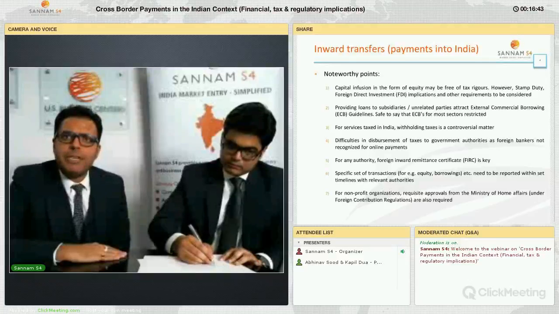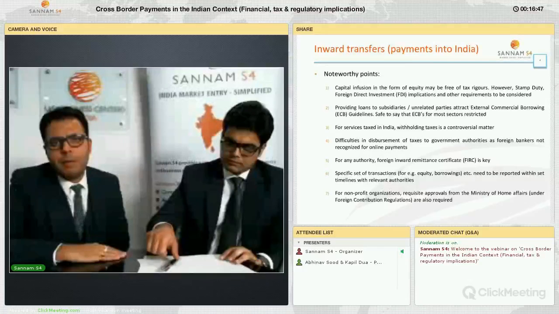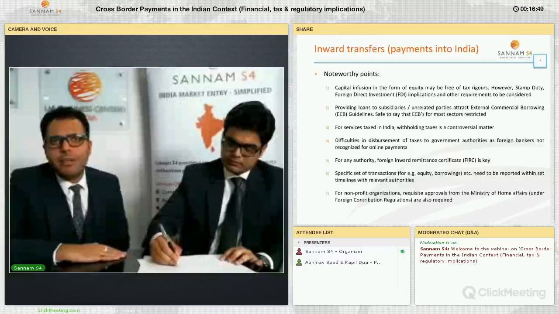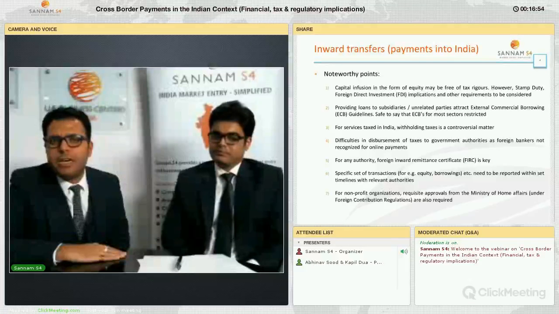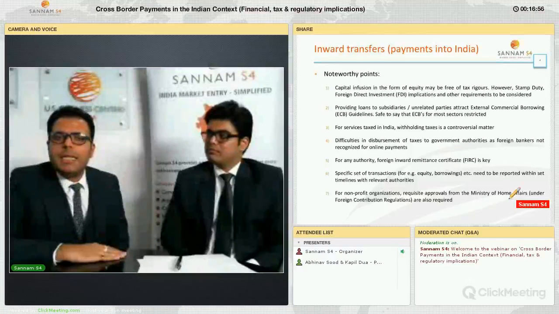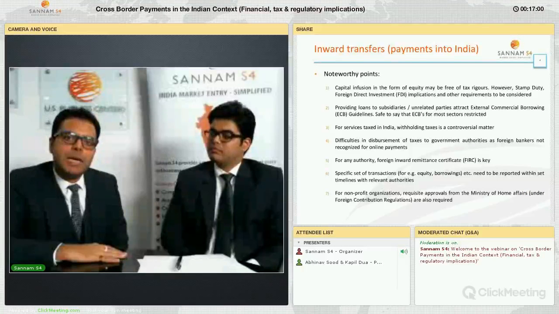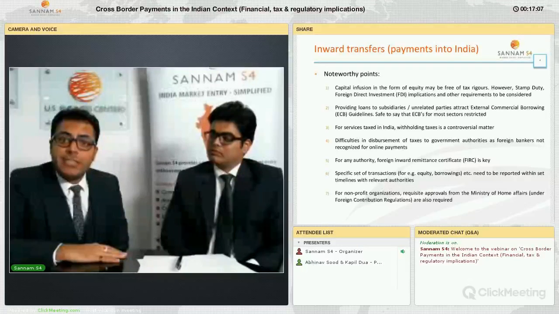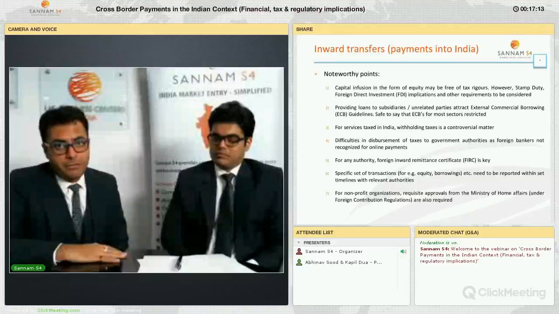Some other difficulties: when you transfer funds or payments to India, you may end up having problems with authorities, like the Foreign Inward Remittance Certificate I talked about. This is the key. Remember, whenever you're transferring funds to India, there are four or I would say five basic elements: the date of transfer, the foreign exchange conversion as on the date of transfer, the money transferred, where it is coming from, and the purpose of transfer.